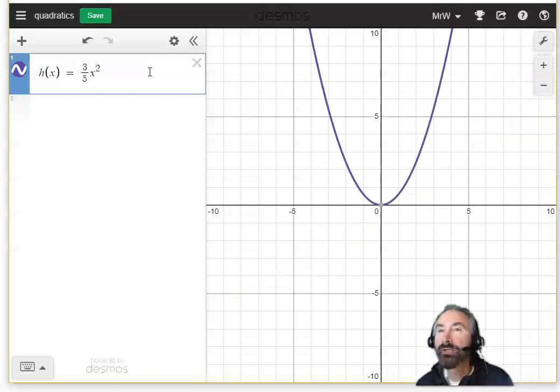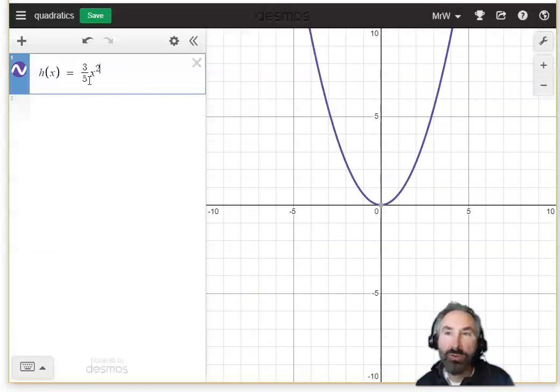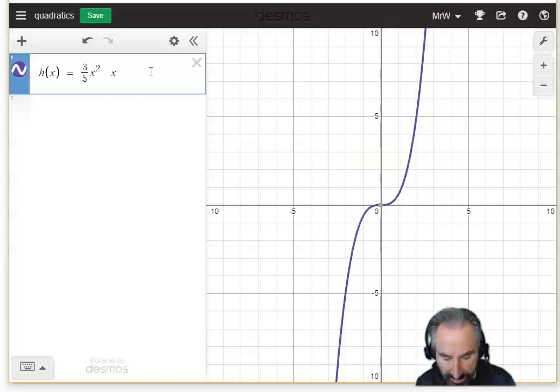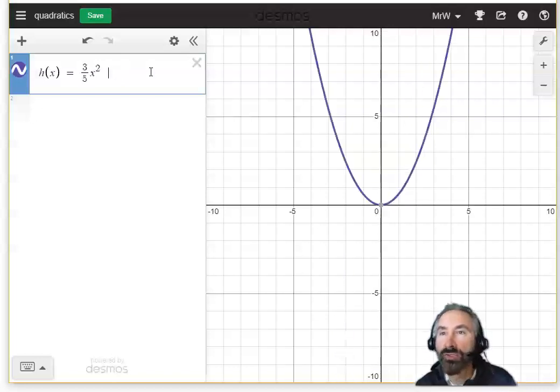By the way, for me to get to the power of 2, there's a couple ways you could do it. You could do it through the keyboard down here, but you can also do it with a character on your keyboard. If you hit Shift 6 on your keyboard, there's a little up arrow. If I go x and then Shift 6, it brings it up and lets me put an exponent in. Just FYI. Okay, so anyways, we're back to graphing this function.